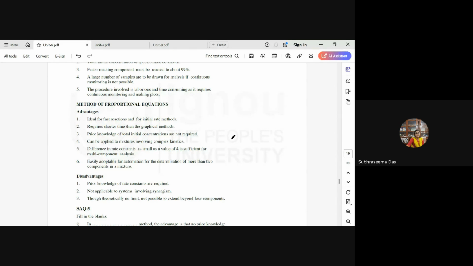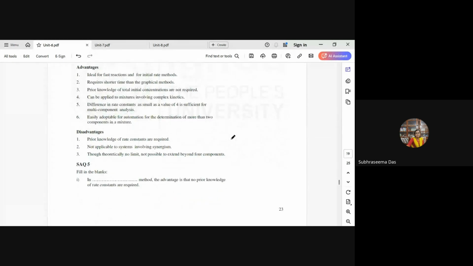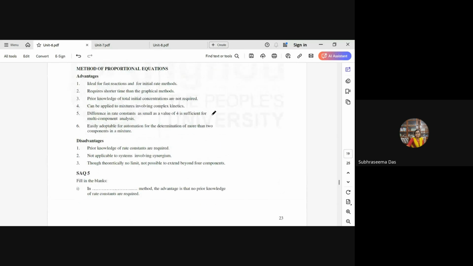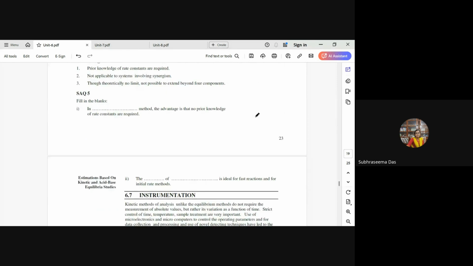A difference in the rate constants as small as a factor of 4 is sufficient for multi-component analysis, and they can be easily adapted for automation for the determination of more than two components in a mixture. They are also associated with certain disadvantages, like prior knowledge of the rate constants being definitely required here. They are not applicable to systems that involve synergism, and though theoretically they have no limit, it is not possible to extend beyond four components. So these are some of the disadvantages that we encounter with the method of proportional equations.